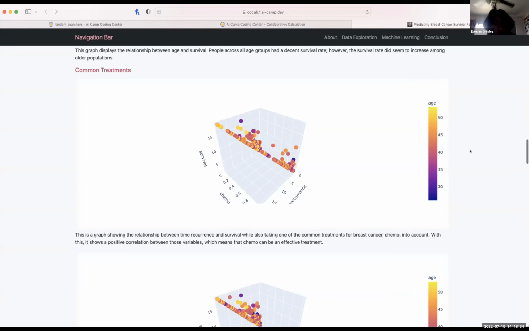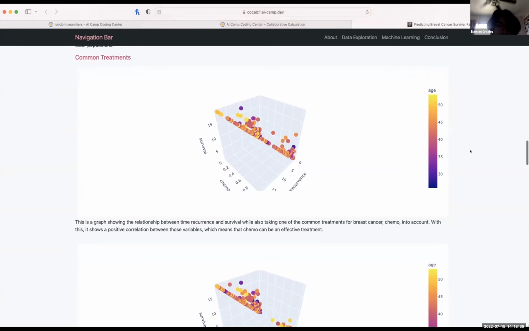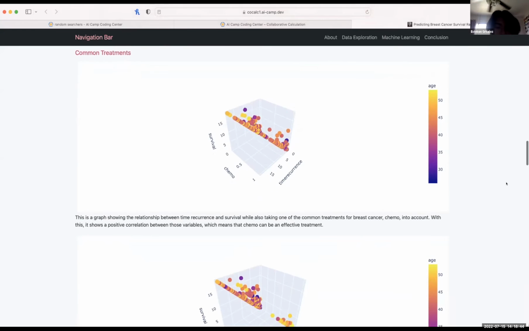Here are some common treatments. This is a graph showing the relationship between time recurrence and survival while also taking one of the common treatments for breast cancer, chemo, into account. With this, it shows a positive correlation between those variables, which means that chemo can be an effective treatment.